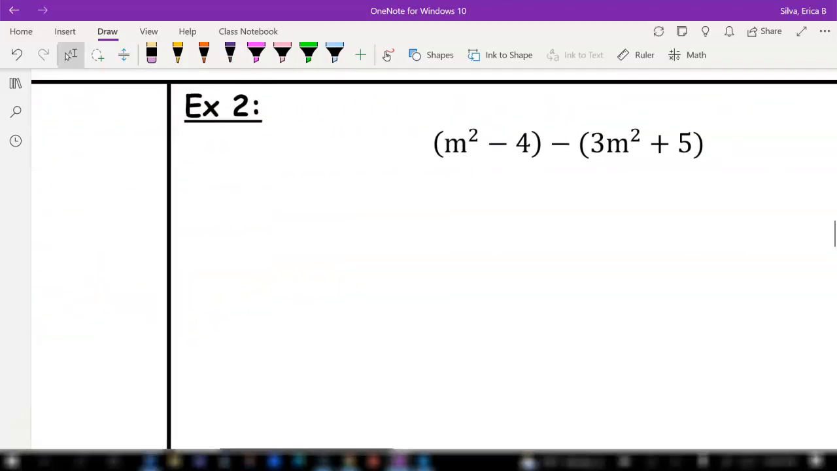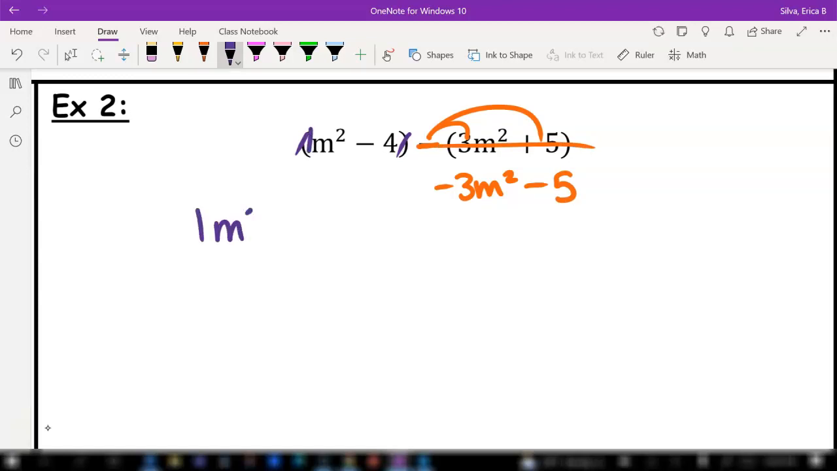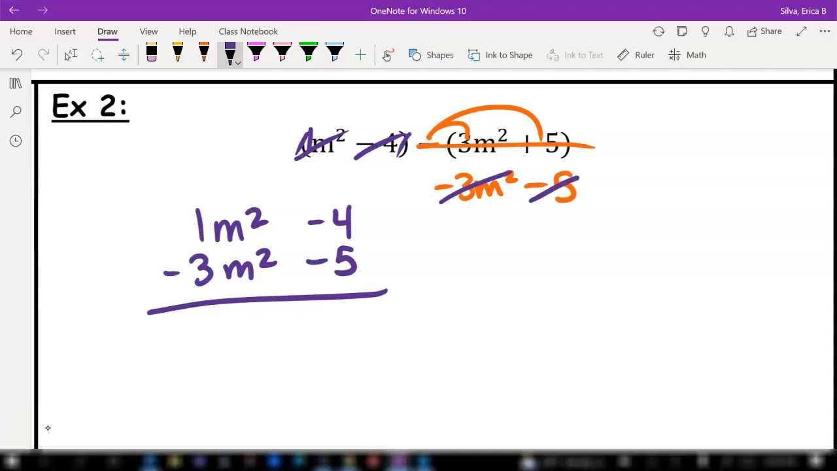Let's look at example number 2. Again, if we look in between these two groups, we're subtracting the second group. The first group, we can ignore those parentheses. On the second group, we're subtracting 3m squared, and then we're subtracting positive 5. So we're going to ignore this part, and now let's combine like terms. So we've got 1m squared. We can combine that with minus 3m squared. Then we've got minus 4, and we can combine that with minus 5. So then 1 minus 3 is negative 2m squared, and negative 4 minus 5 is minus 9.